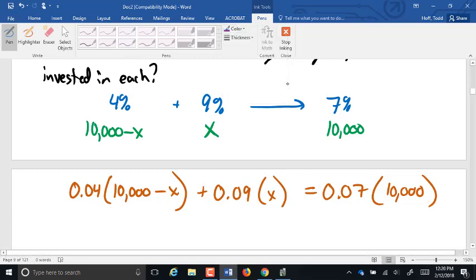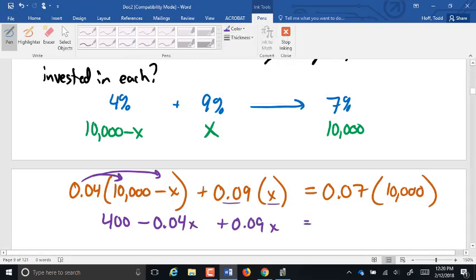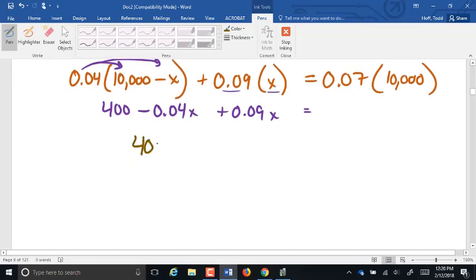So here we go ahead and combine on the left side. 0.04 times $10,000 is $400. 0.04 times negative X is a negative 0.04X. We have the 0.09 times X is 0.09X. So now on that left side, we can still combine the X's. That'll give us 400 plus 0.05X. On the right side, we're just going to combine the 0.07 times the 10,000 is $700.